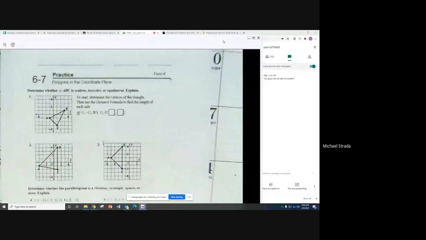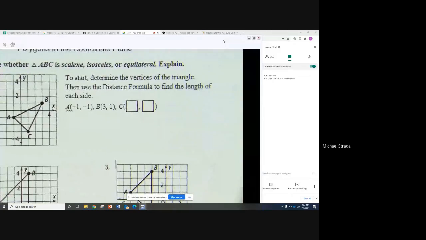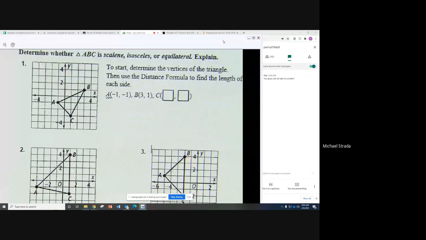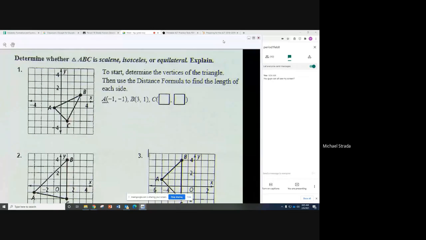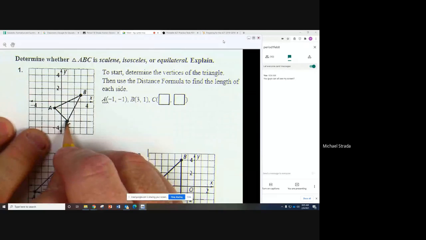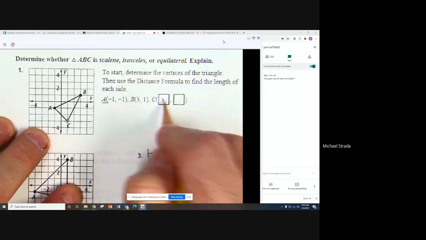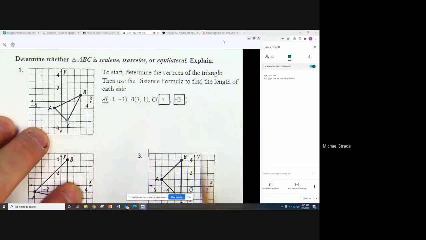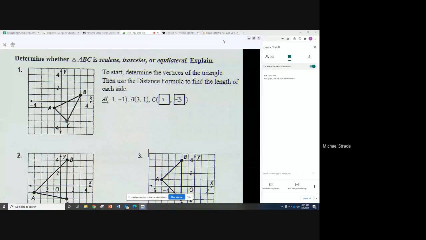Okay, so this is what we're looking for you to do. For the one section on triangles, determine whether the triangle ABC is scalene, isosceles, or equilateral. Explain. All right, so point C is located here at 1, -3.